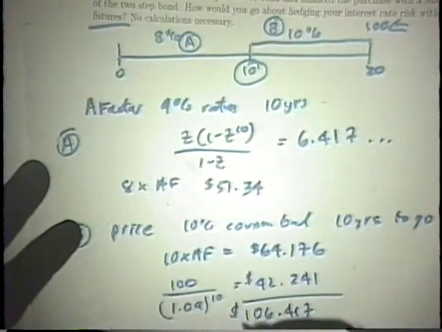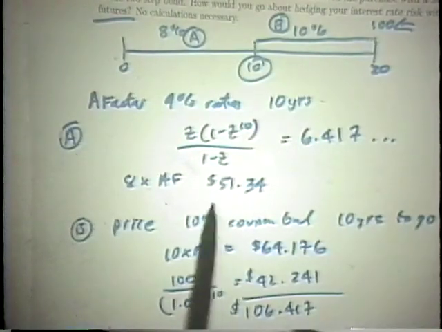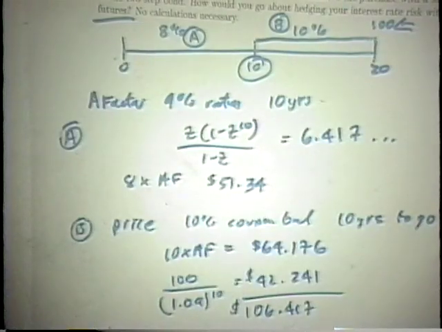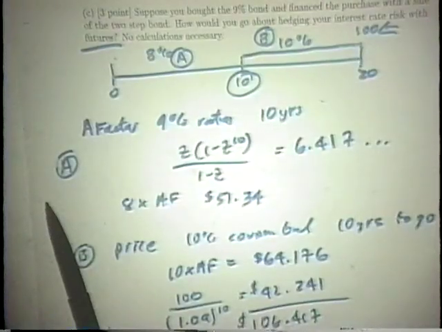106.417. Now, let me tell you the mistake that a lot of people made at Chicago when they did this question. They said, okay, well, we got 51.34, and we got 106.417. Add them together, and you get, what is it, $157. It's the price of this bond. Which kind of flies in the face of your intuition as to what the price should be.